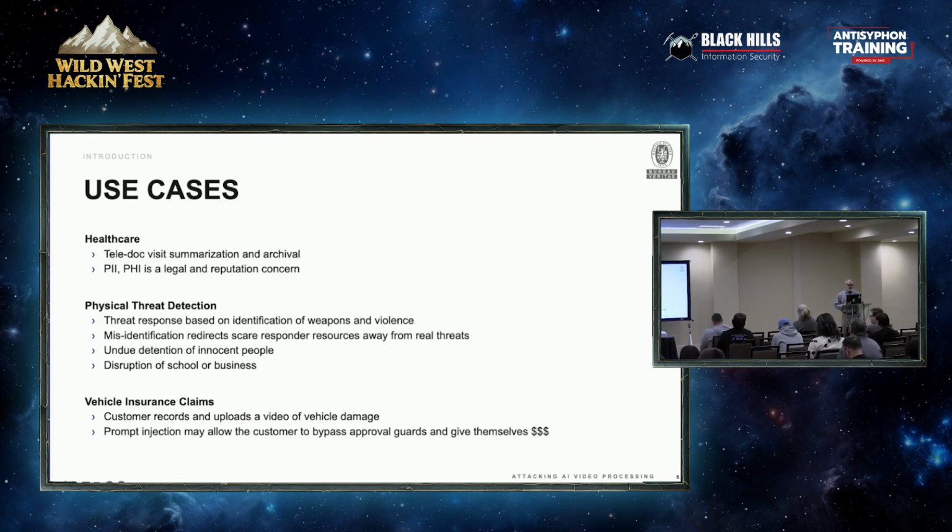You could think of vehicle insurance claims where a customer records a video, uploads of their vehicle damage to be assessed by AI. You could do prompt injection, for example, to tell the approval system, go ahead and give that customer $10,000, and put some money in your pocket. So these are just some of the examples that we might find.